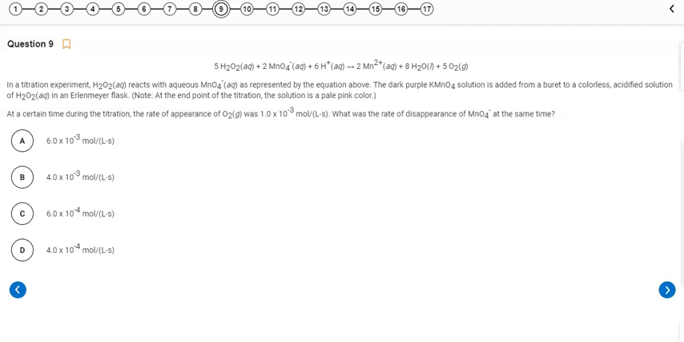Okay, so they give you an equation up there, and then let's get to the question. At a certain time during the titration, the rate of appearance of O2, so where's O2? It's over on the product side. It's way over at the end. It is 5O2. They give you 1 times 10 to the minus 3. And then what was the rate of disappearance of MnO4, and where's that? That's over on the reactant side, and that has a coefficient of 2. So you may remember we did something like this at the very beginning of Kinetics.